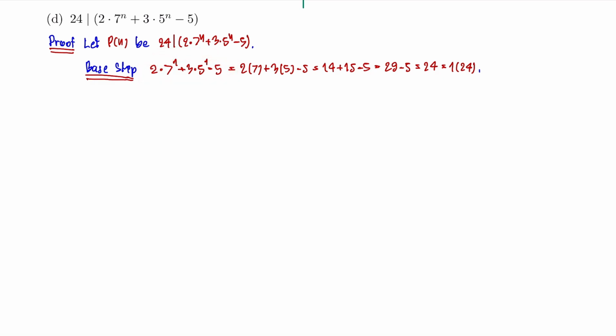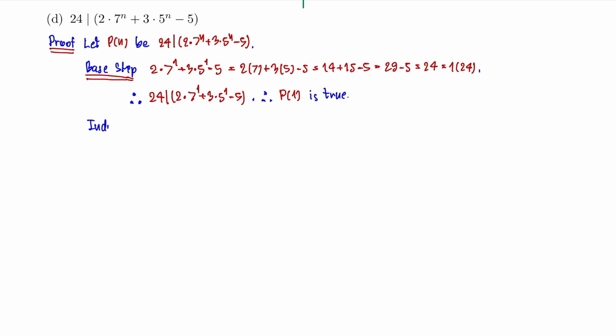Okay? So what do we have here? We have 24 divides 2 times 7 raised to 1 plus 3 times 5 raised to the 1 minus 5. So we have proved that P1 is true. P1 is true. That's what we have. So we have proved the base step.